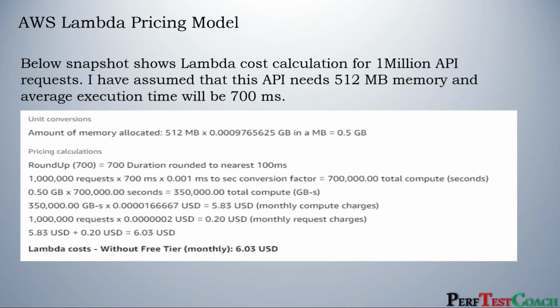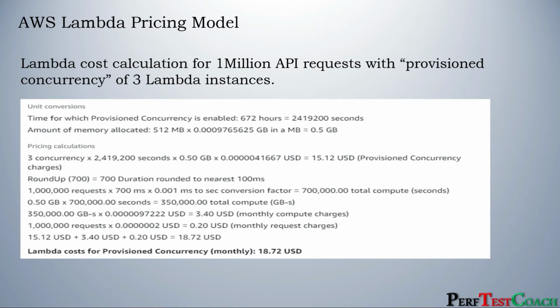The below snapshot shows Lambda cost calculation for 1 million API requests. For this calculation, I have assumed that this API needs 512 MB of memory and average execution time will be 700 milliseconds. So, 6 USD for 1 million API requests. Not a bad deal, isn't it? The below snapshot shows Lambda cost calculation for 1 million API requests with provisioned concurrency. The cost comes up to 18 USD for 1 million API requests. In this case, I'm assuming we are having provisioned concurrency of 3.